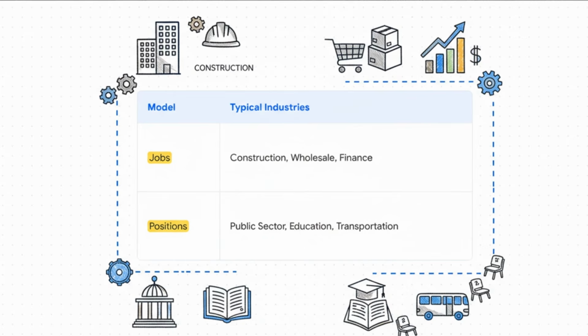So, which model should a company use? Jobs or positions? This table gives us a very good idea. You see, companies in industries like finance, IT services, or construction, they mostly use a job-based model. Why? Because the roles are more or less standard. An accountant does similar work everywhere. But if you look at government organizations or universities, they prefer to use a position-based model. And the reason is, in these places, every single seat, every single post has a specific budget approved for it. So they need to track each and every position very, very carefully.